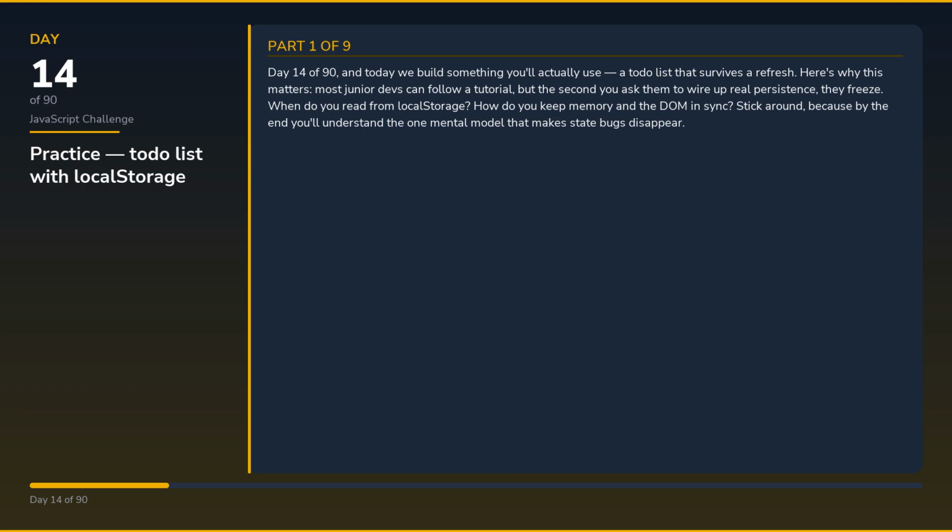Day 14 of 90, and today we build something you'll actually use, a to-do list that survives a refresh. Here's why this matters: most junior devs can follow a tutorial, but the second you ask them to wire up real persistence, they freeze. When do you read from local storage? How do you keep memory and the DOM in sync? Stick around, because by the end you'll understand the one mental model that makes state bugs disappear.